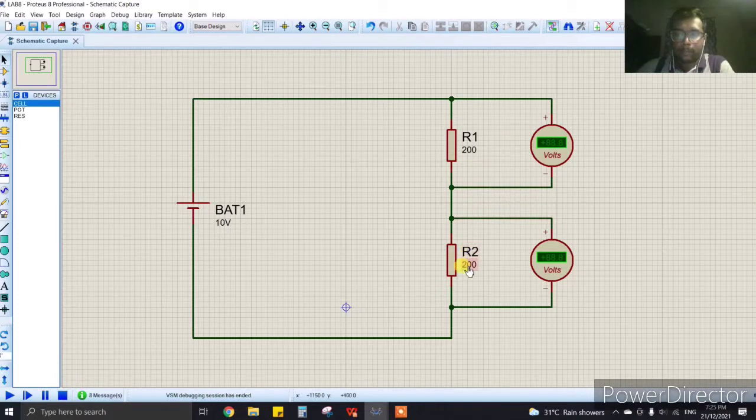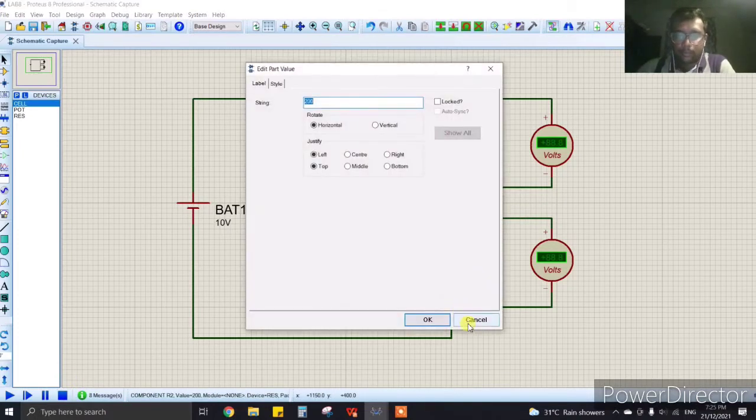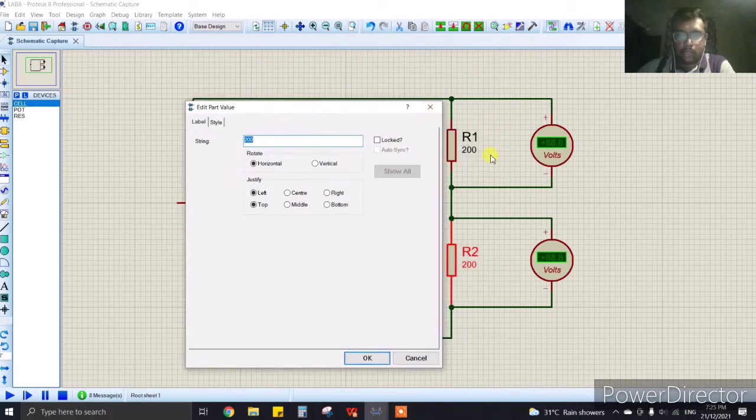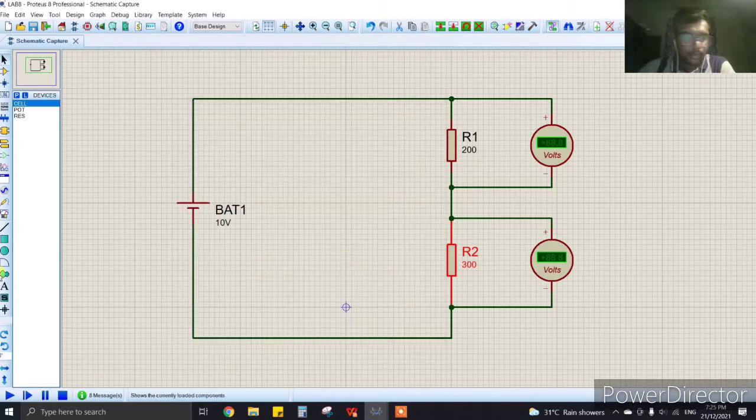So let's use the last resistive load, which is for R1 we need to use 200 ohm, and for R2 we need to use 300 ohm. So let's simulate this value. These are the voltages that we have obtained. For R1 is 4 volt and for R2 is 6 volt.